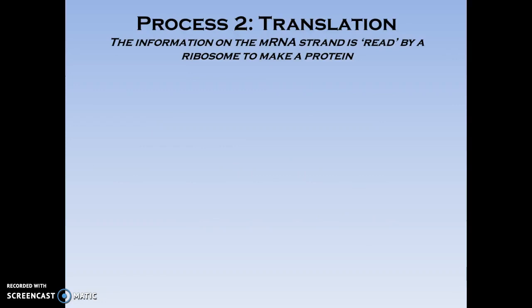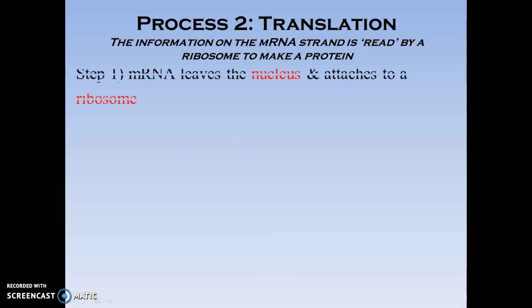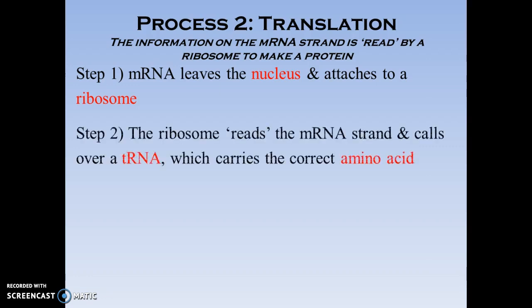Now that DNA has been converted to mRNA through the process of transcription, we're ready to head out to the ribosomes and look at the process of translation. This is where the ribosome is going to read the message from the messenger RNA and actually build a protein. The first main part of translation is that the messenger RNA leaves the nucleus and finds a ribosome. We've always known that the ribosomes were responsible for building proteins, and now we're going to see how.